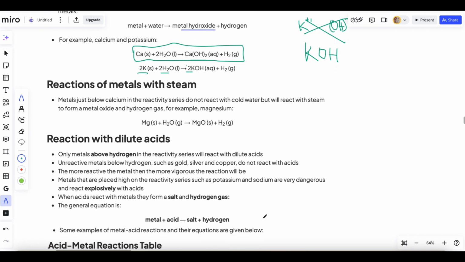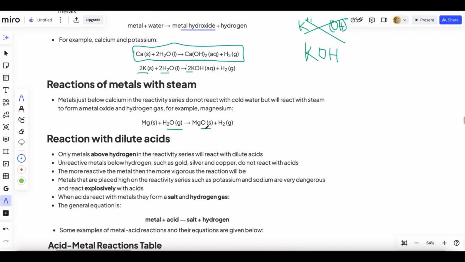Now reactions of metals with steam. Steam means hot water. Remember, anytime metals react with steam, hot water, they only form metal oxide. Only metal oxide. For example, magnesium reacts with hot water. Hot water you put gas, because steam is water vapor. You will be wondering, water here you put liquid, so why gas? Because this is steam, boiling water. It's no more water, it's a gas. It's water vapor. So this water vapor reacts with magnesium, which is solid, to form magnesium oxide.